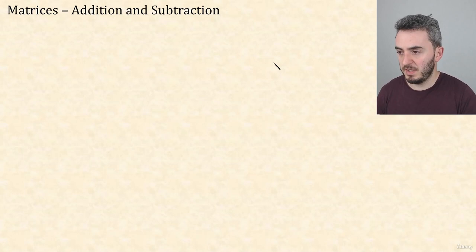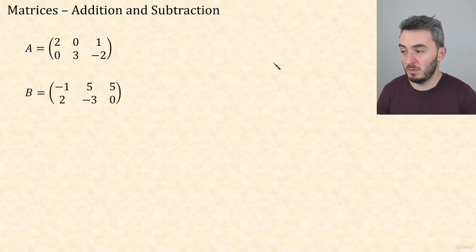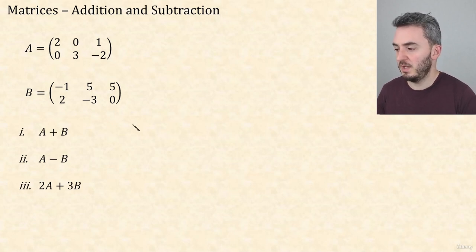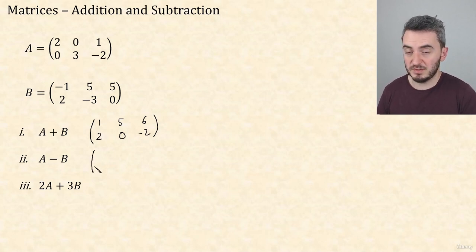So let's look at another little example. Let's say that we've got one matrix and it's this 2 by 3 matrix. And we've got another additively conformable matrix, also a 2 by 3 one, B. Let's work these out. So what is A plus B? Well, A plus B, we do 2 plus -1 is 1, 0 plus 5 is 5, 1 plus 5 is 6, and 0 plus 2 is 2, 3 plus -3 is 0, -2 plus 0 is -2, and that's A plus B. A minus B, well, it's just what you'd expect.